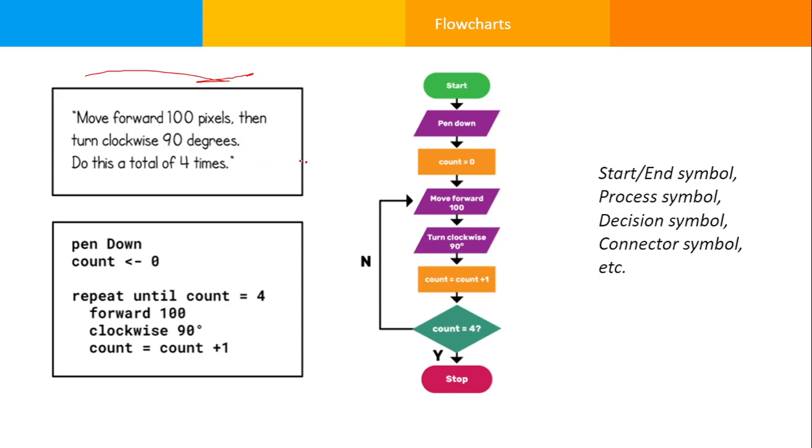Alright, so look at the flowchart part. We are saying that move forward 100 pixels, then turn clockwise 90 degrees. Do this a total of 4 times.